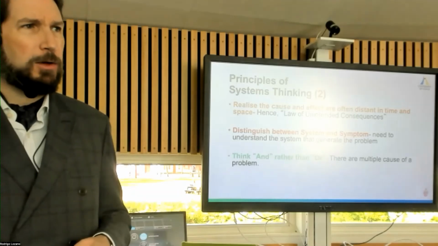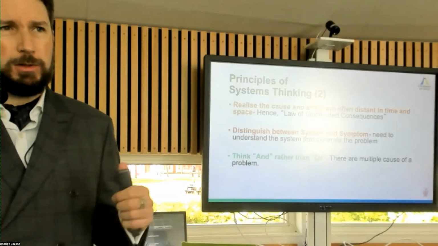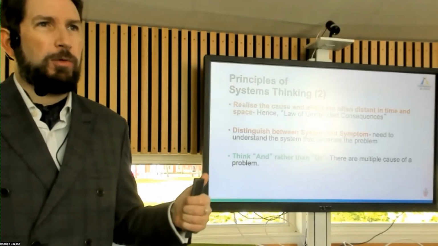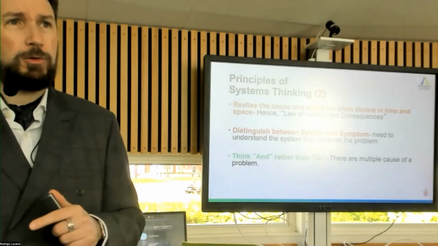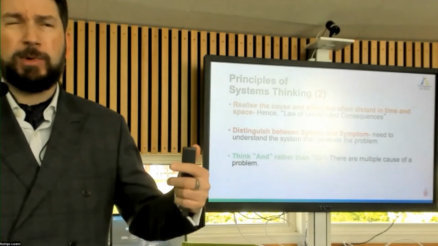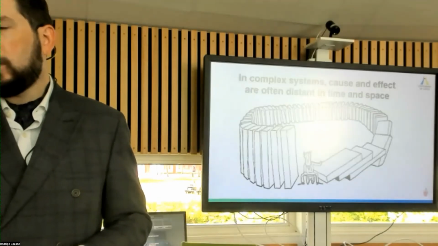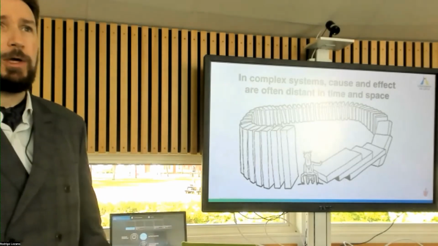Think "and" rather than "or". And yesterday in assessment and reporting, we were thinking about GRI, and that was economic or environmental or social. But no, what we have to do in systems is economic and environmental and social and the time dimension. In complex systems, cause and effect are often distant in time and space.